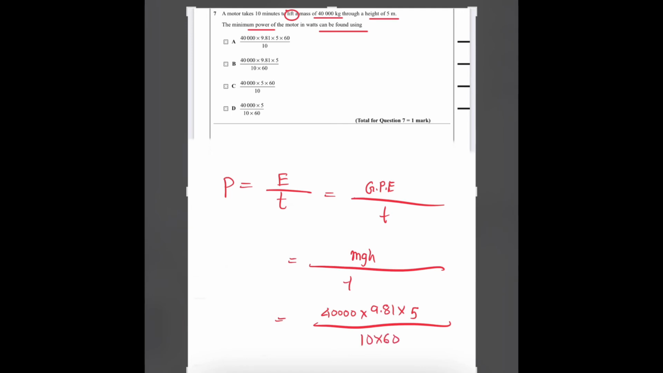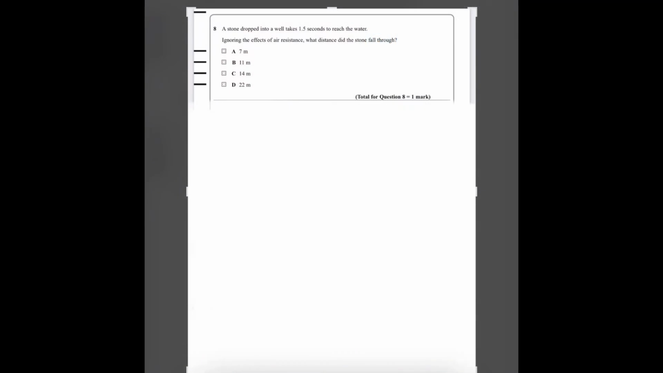So the correct answer is B, since this correctly matches with the one I have written. So for number 7, it is B. Number 8. A small stone dropped into a well takes 1.5 seconds to reach the water.